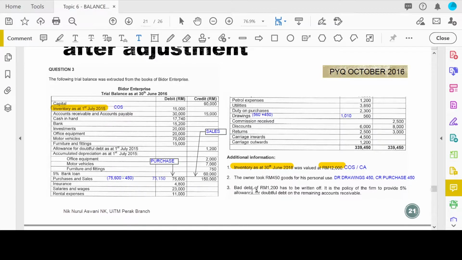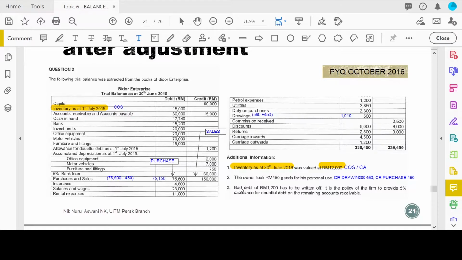Next, bad debt. Bad debt of 1,200 has to be written off. It is the policy of the firm to provide 5% allowance for doubtful debt on the remaining account receivable. So let's settle this one by one.